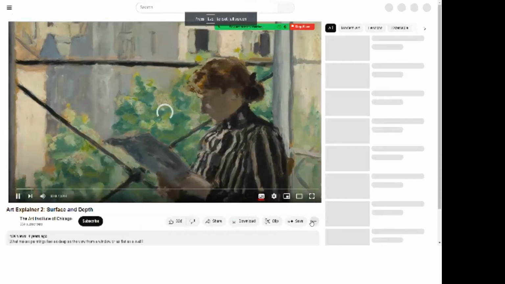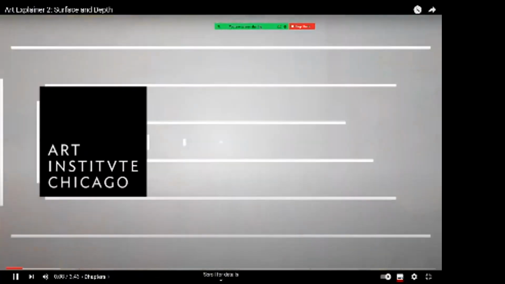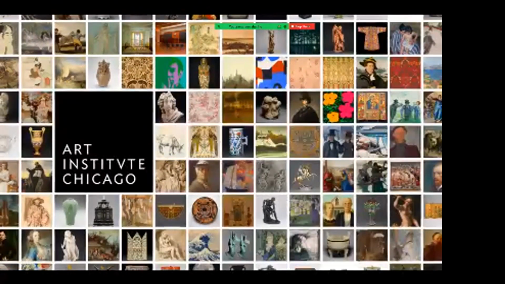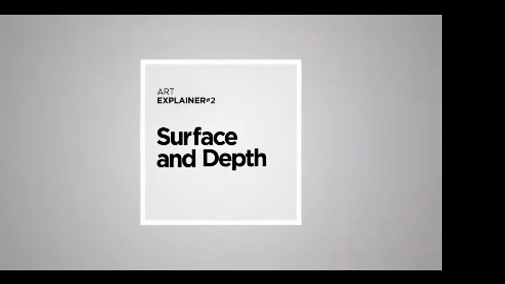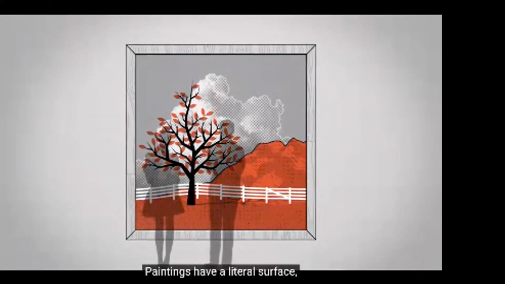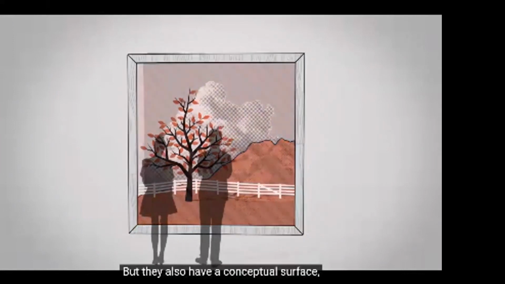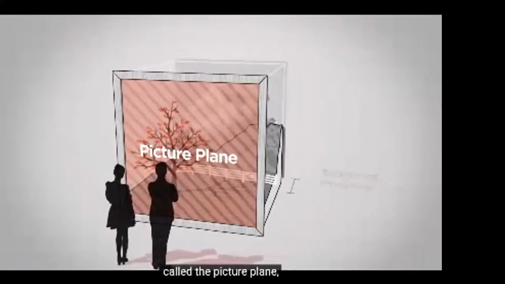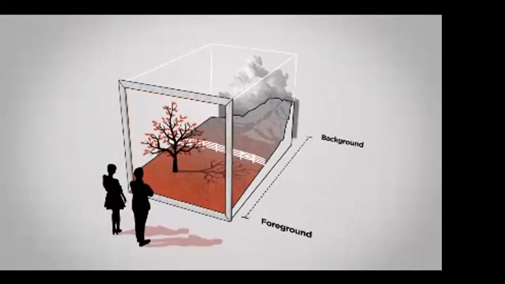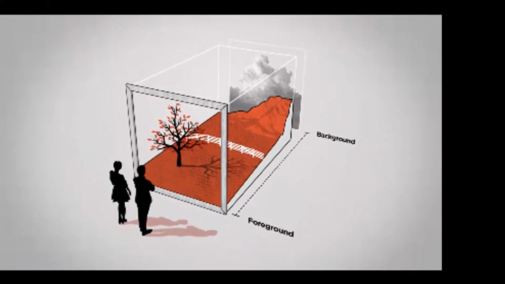What makes paintings feel as deep as the view from a window or as flat as a wall? Paintings have a literal surface, one we're not allowed to touch with our hands. But they also have a conceptual surface called the picture plane that divides reality from the painted world. To better understand this idea, let's look at a few examples.